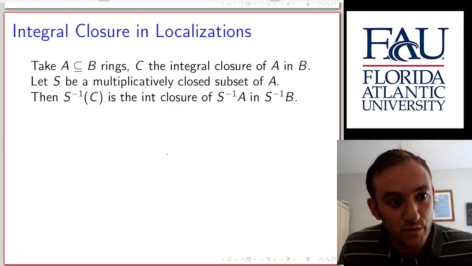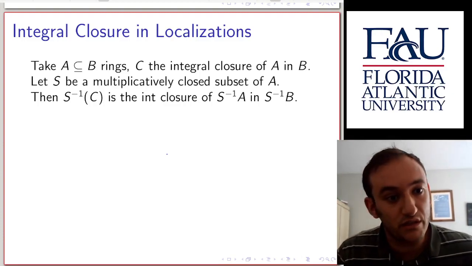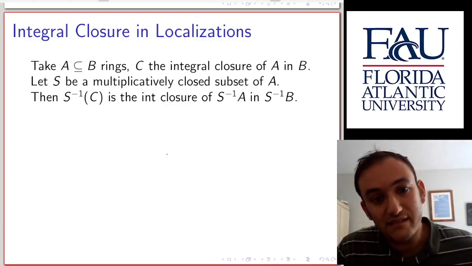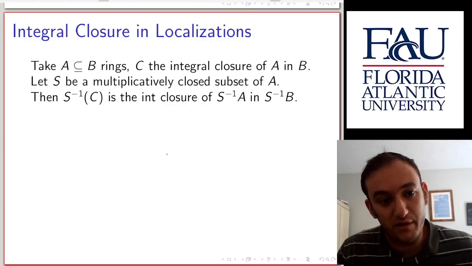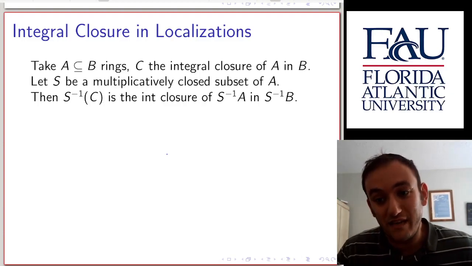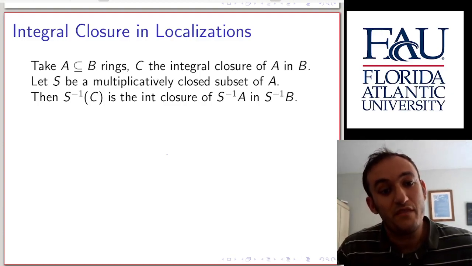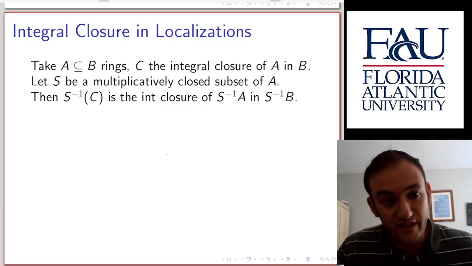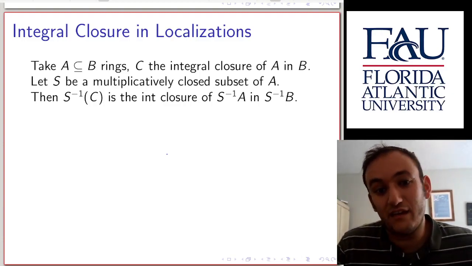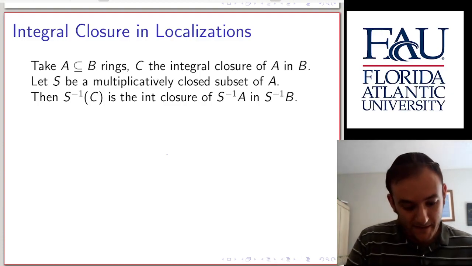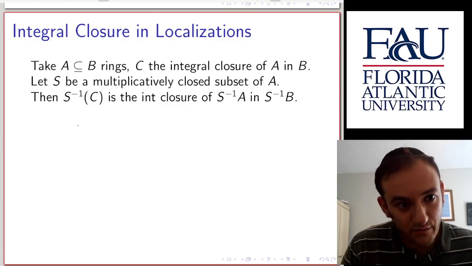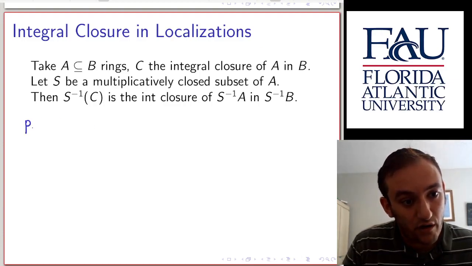Okay, so we'll start by discussing integral closure in localizations. Take A and B, both rings, and let C be the integral closure of A in B. Let S be a multiplicatively closed subset of A. Then S inverse C, the localization of C at S, is the integral closure of S inverse A in S inverse B. Okay, so let's prove this. This is a lemma that we'll need later for the going down theorem.